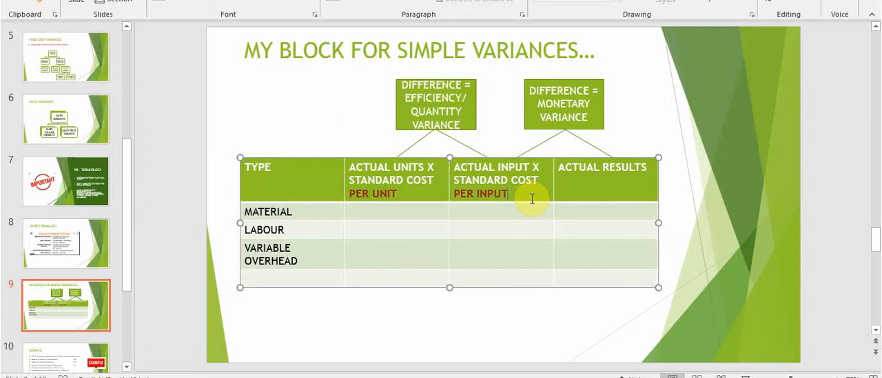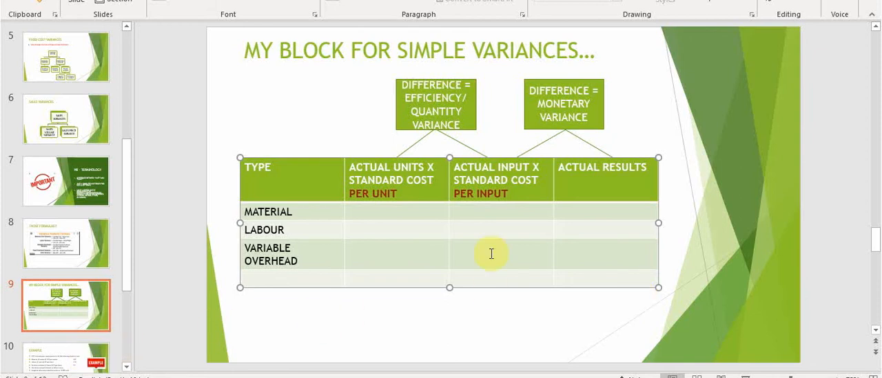And then there's a pattern that you have to follow. It's really as simple as this. You will take your answer in the second column and the answer in the third column, and the difference between these two is the efficiency or quantity variance. Then you will take your answer in the third column and the difference between the third column and the actual results, and that will be the variance that represents your monetary difference. This might seem a bit abstract right now, I realize that. So therefore, I've created a little example to demonstrate how simple this is.